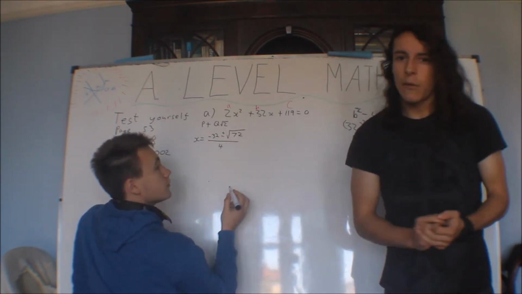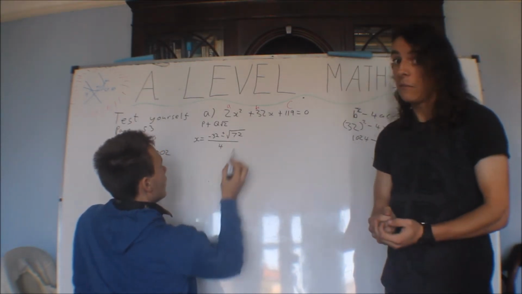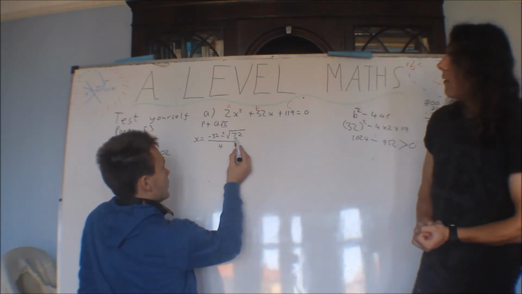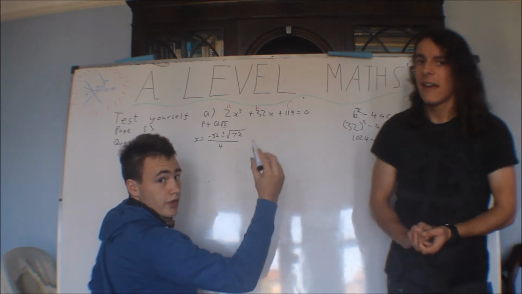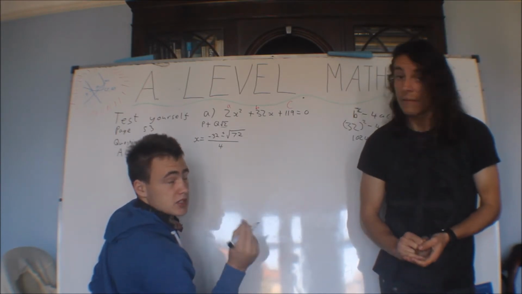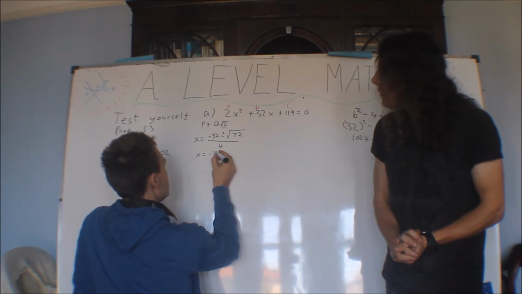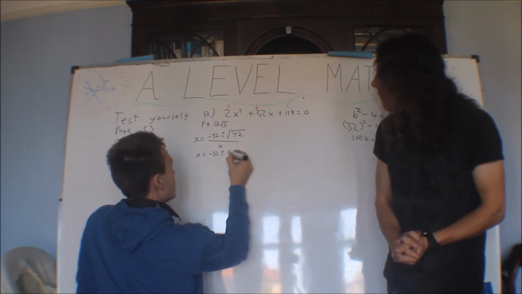Now, the first step is getting rid of that surd. Well, at least simplifying it. Yes, and we know it's going to get to root 2 because it says in the question. So if we divide that up into root something times root 2, that's 36, which happens to be 6. x equals minus 32 plus or minus 6 root 2.